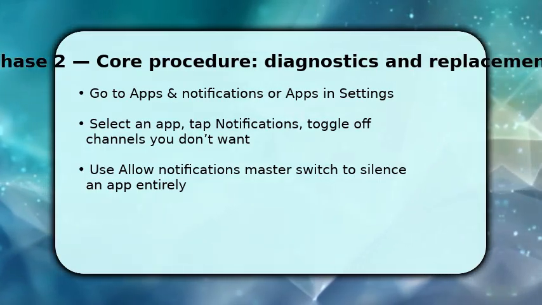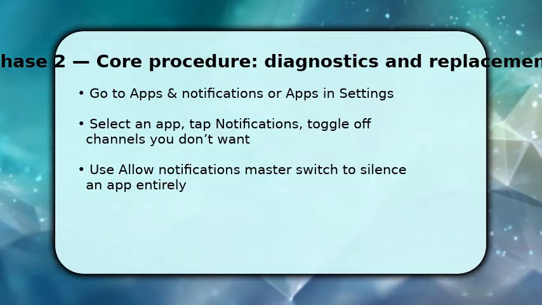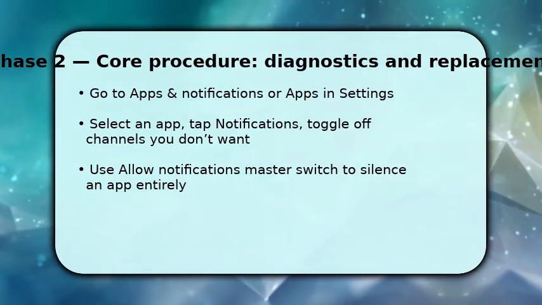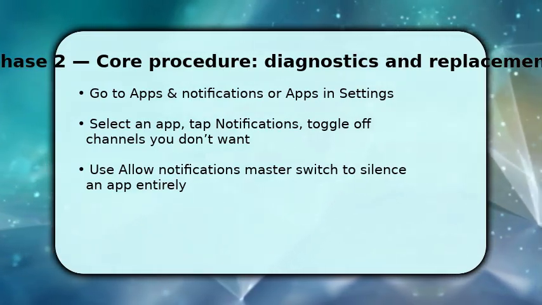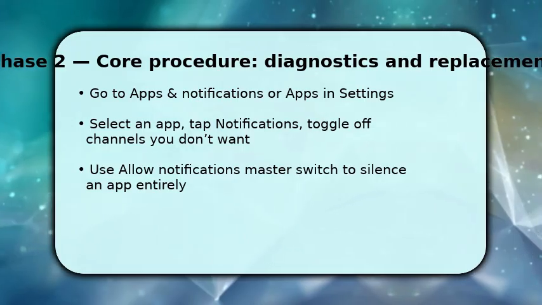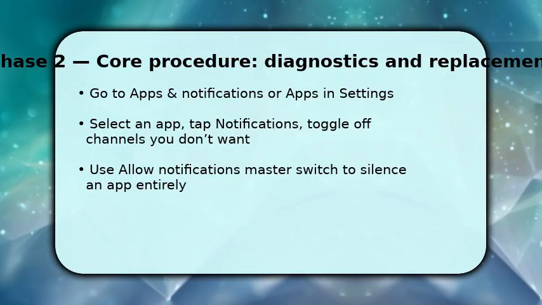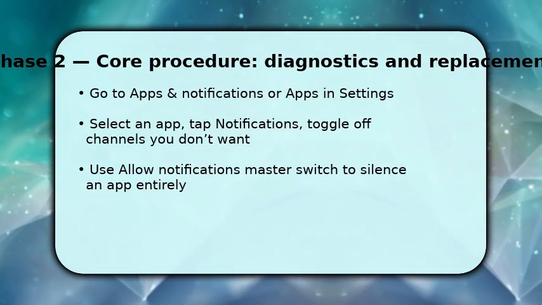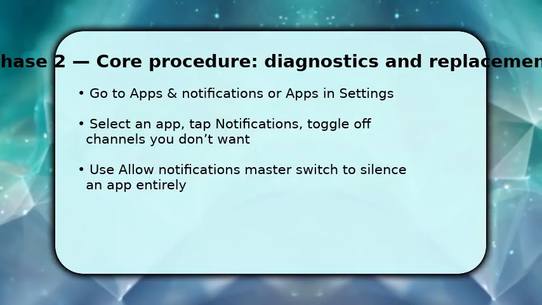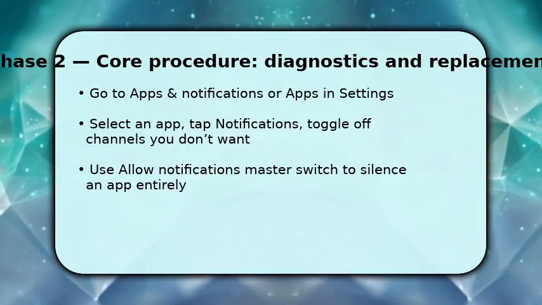Channels let you silence specific types without blocking the whole app. Toggle off any channels you don't want, and if you prefer, flip the Allow Notifications master switch to mute the app entirely. Once done, repeat for other noisy apps. Make sure to check persistent channels like media or calls, because those often remain enabled by default.